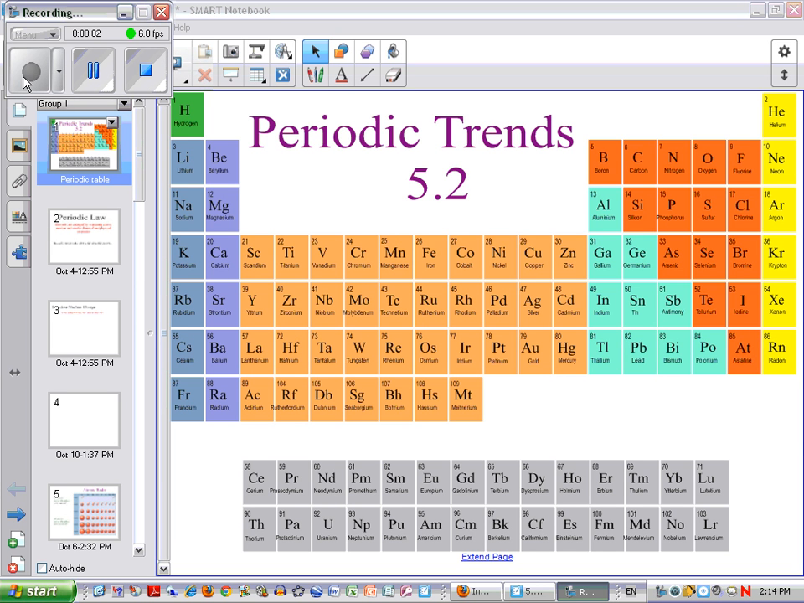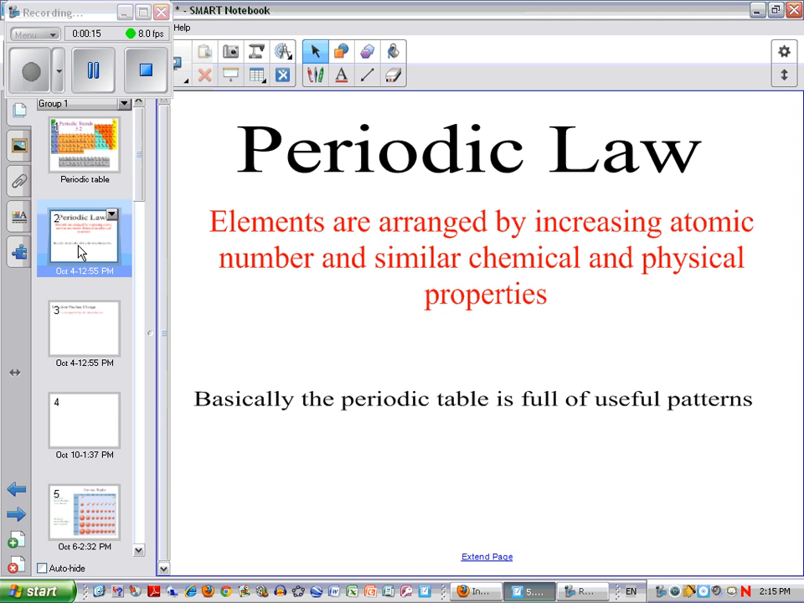Lecture one over periodic trends. So yesterday we looked at how the periodic table was made and how it can be broken up. Today we're going to look at some of those patterns that both Mendeleev and Moseley said exist in the periodic table. Those patterns are called the periodic law: elements are arranged by increasing atomic number and similar chemical and physical properties.